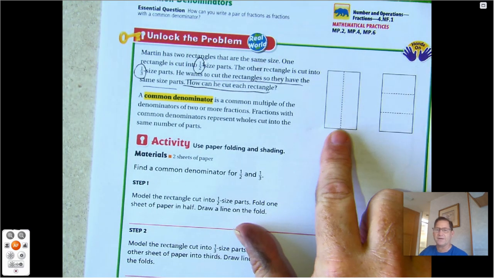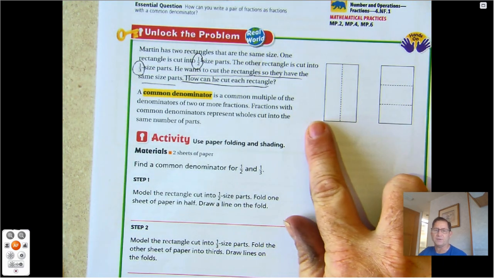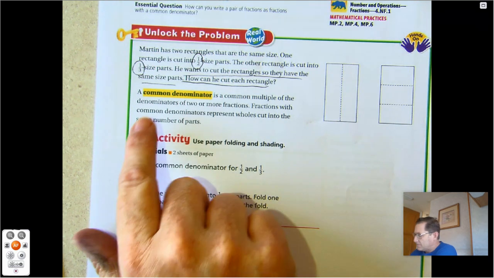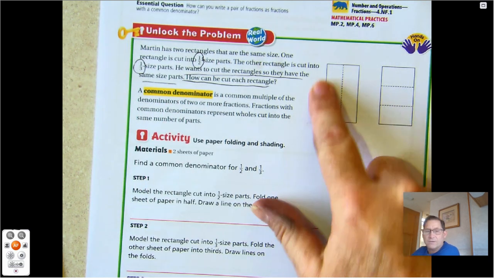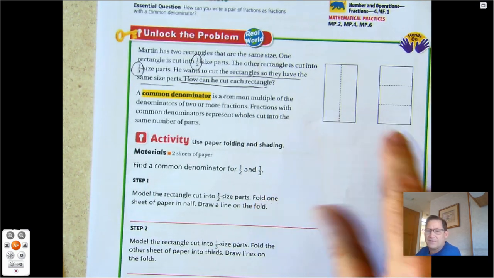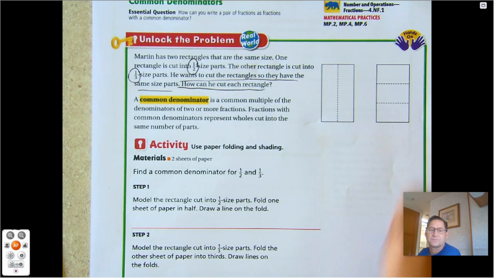So you see the model here. This represents our two pieces of paper. So a common denominator, one of them is a half and the other is broken into thirds. A common denominator is a common multiple of the denominators of two or more fractions. Fractions with common denominators represent wholes cut into the same number of parts.